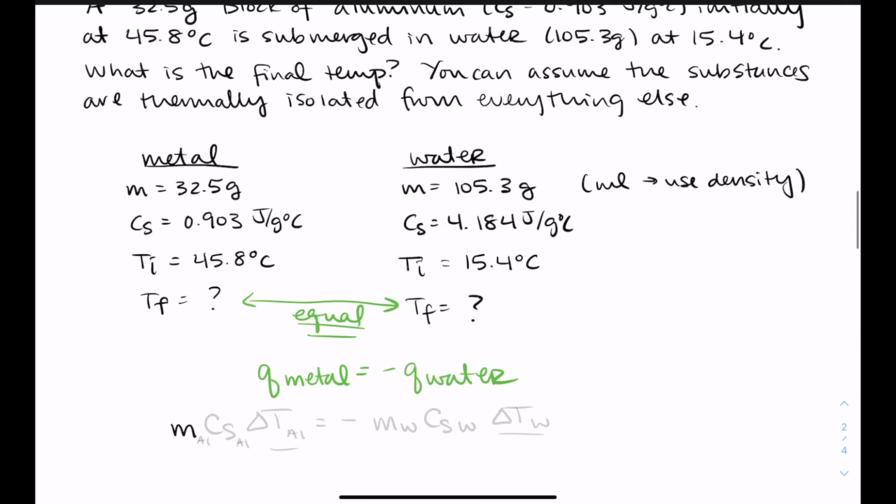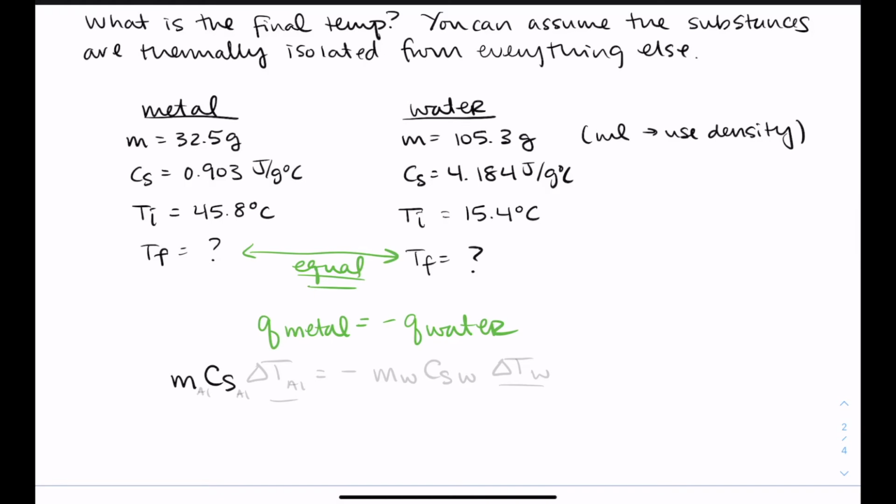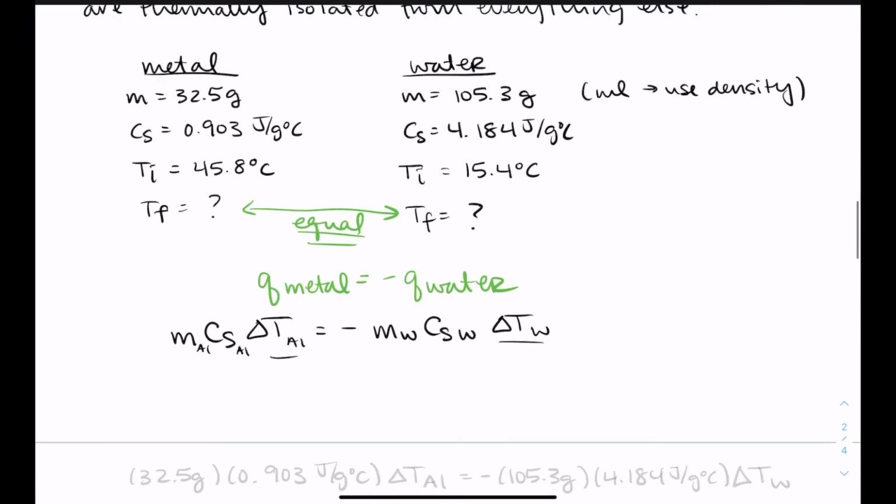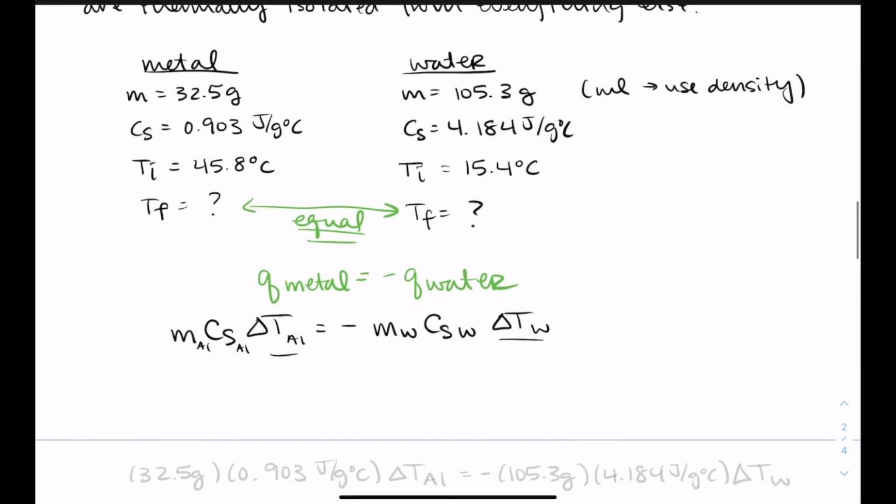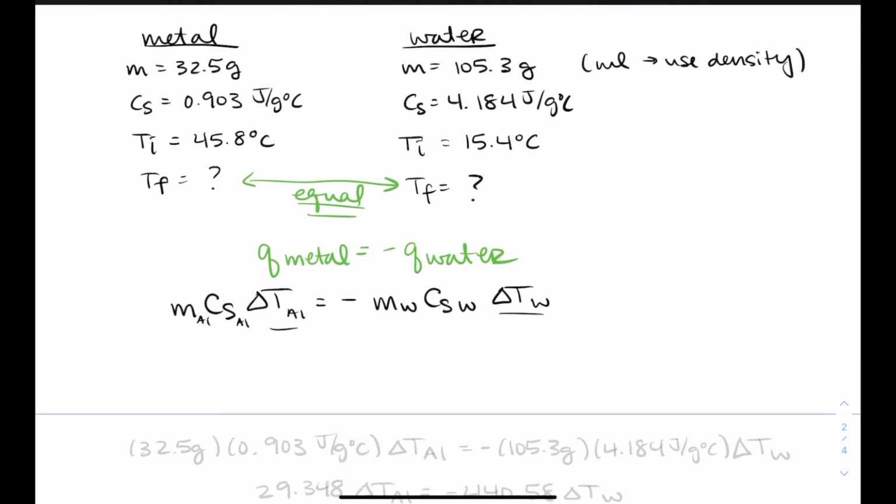The heat capacity is 4.184 joules per gram degree C. My initial temperature is 15.4 degrees C, and I don't know the final temperature. So out of all of these things, it looks like I have 2 unknowns. I'm missing the final temperature of the metal and the final temperature of the water. This is where it's required for you to know what thermal equilibrium means, so that you know these final temperatures are equal to each other. So in this scenario, between the water and the metal, I only have 1 unknown value.